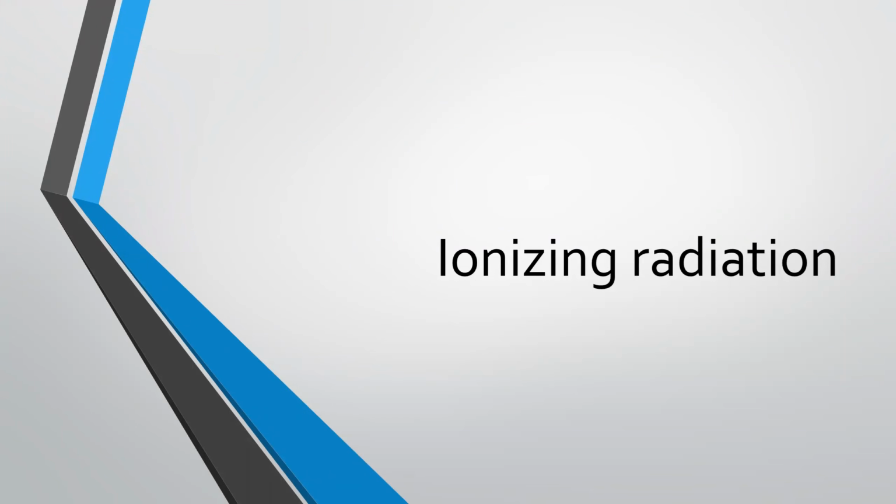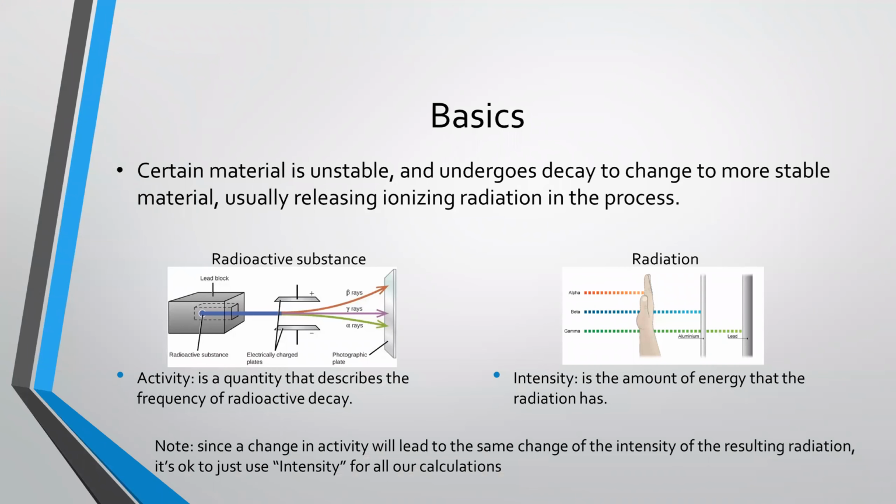Now we have ionizing radiation. This is the part of radiology mostly, and also diagnostic methods, and it has to do with activity, intensity, radiation. So we'll start with the basic, that a material is unstable, it undergoes decay to change to a more stable form. So in order to go through that process, it will release something.